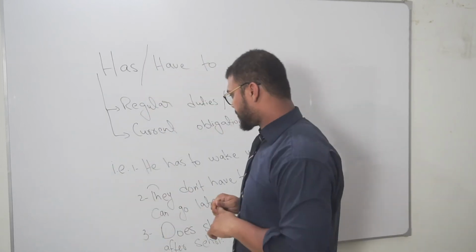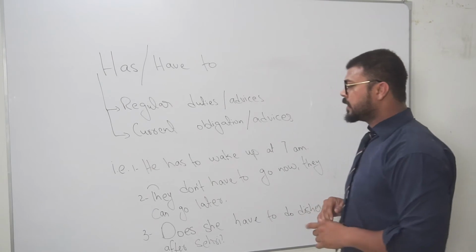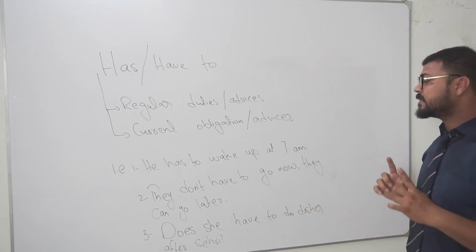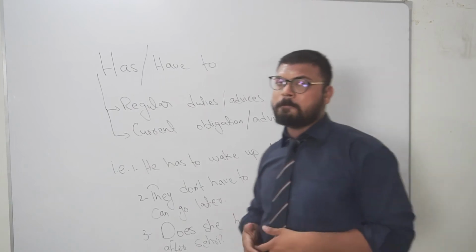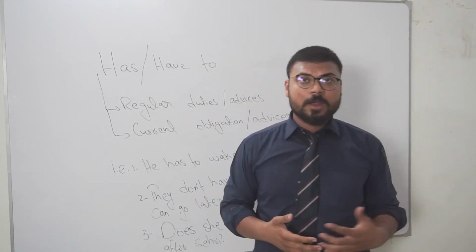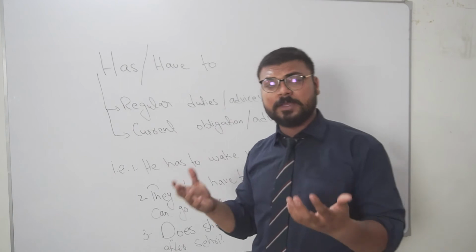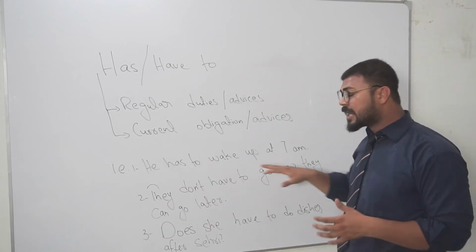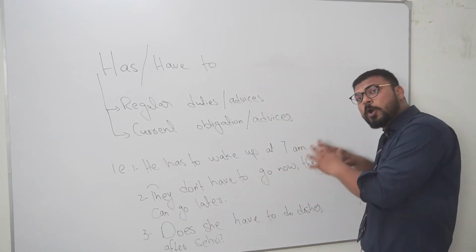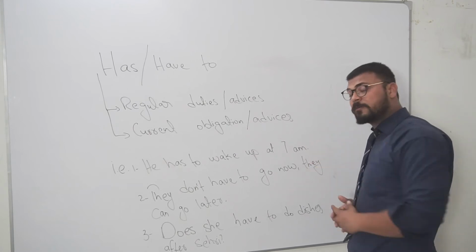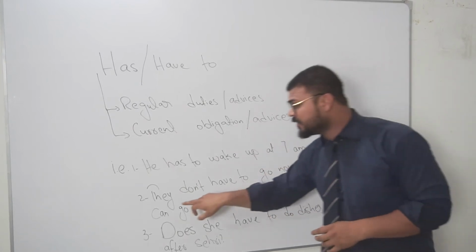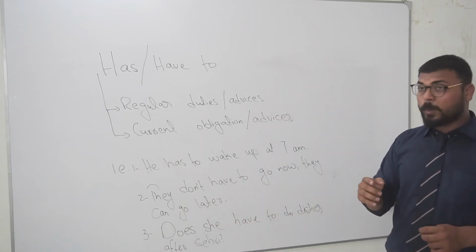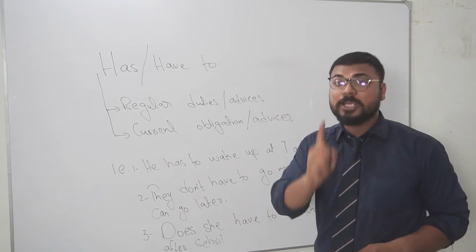So let's say the first example here, he has to wake up at 7 a.m. Maybe because he goes to school, maybe because he goes to office, or maybe because he has to do something in the morning. So it's a regular obligation or compulsion or duty that he has to perform, to wake up at 7 o'clock. Now if you form a negative using they, which is a third person plural, right?